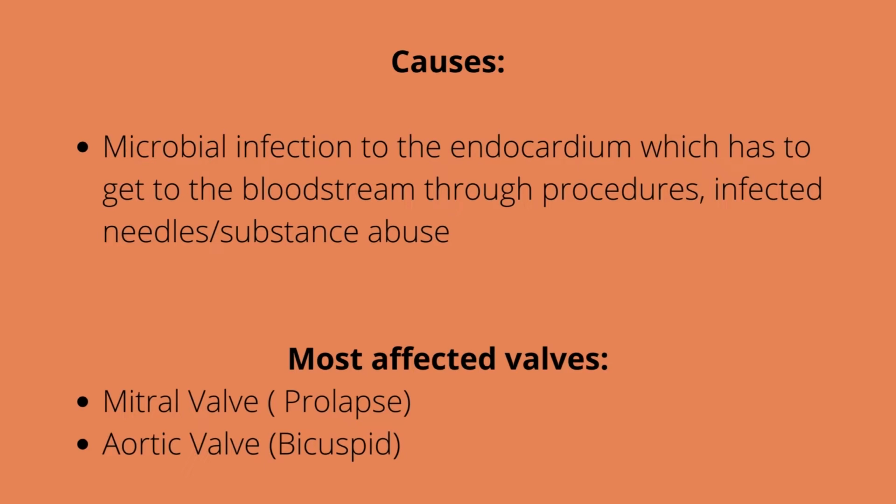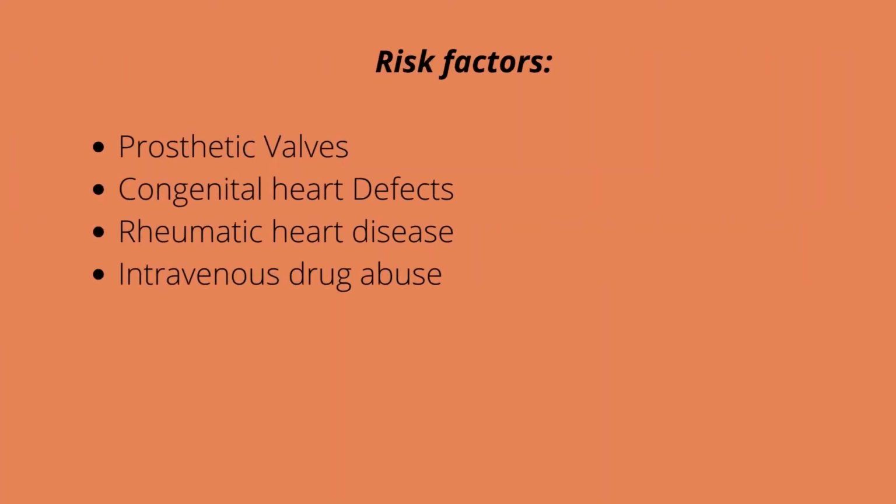And how do you get this bloodstream infection? It could be due to a wound infection, a dental procedure, infected needles, or substance abuse. The most affected valves with endocarditis are the mitral valve and the aortic valve. Some risk factors for a patient ending up with endocarditis include prosthetic valves, makes sense, prophylactic before a procedure, congenital heart defects, rheumatic heart disease, as well as intravenous drug abuse. And this is actually the most common cause of left-sided endocarditis.